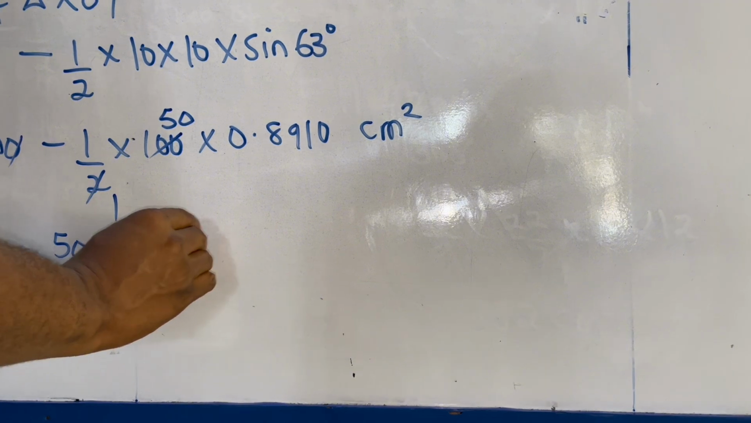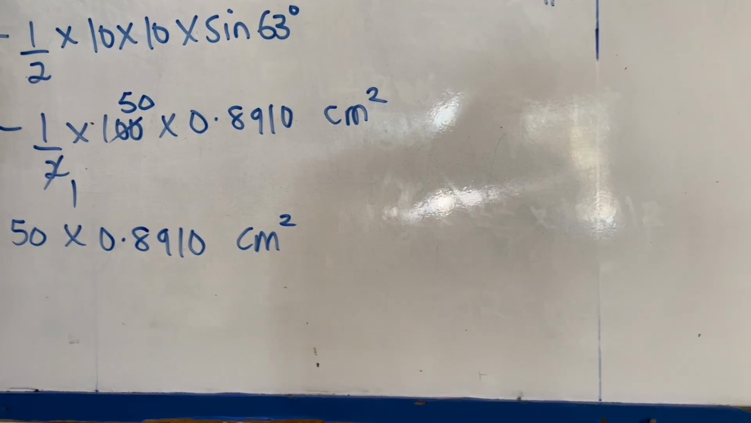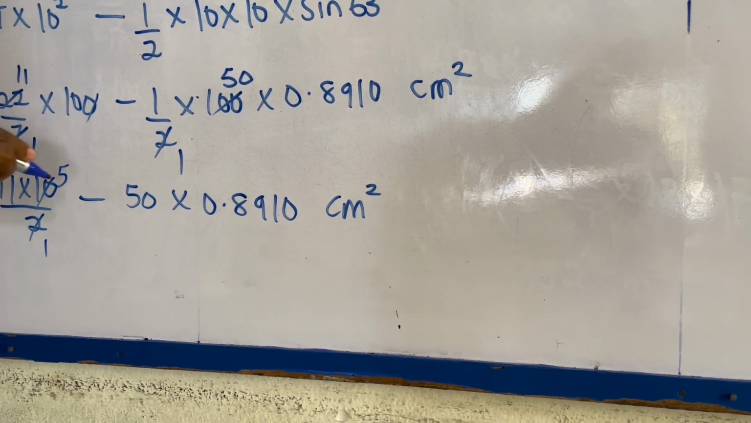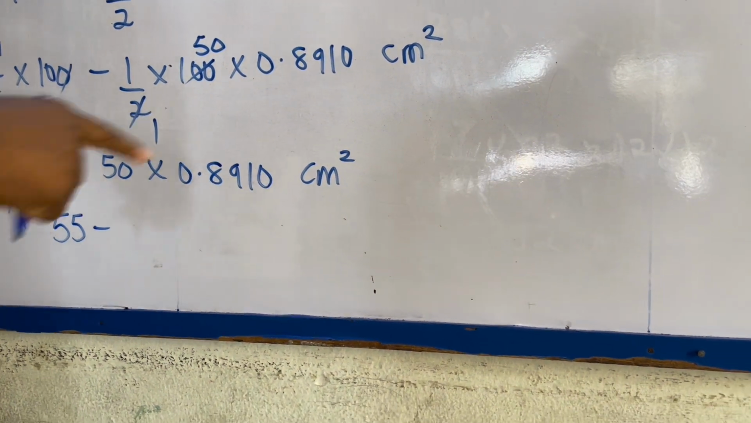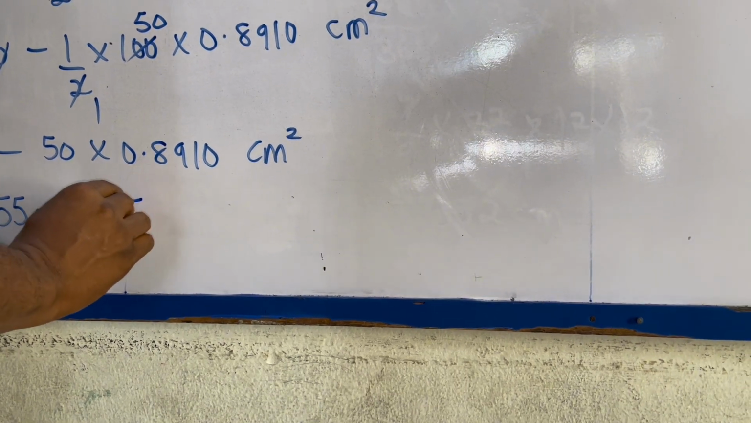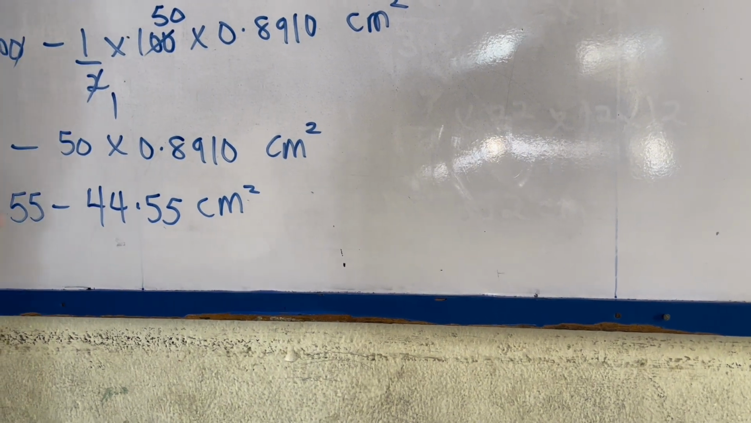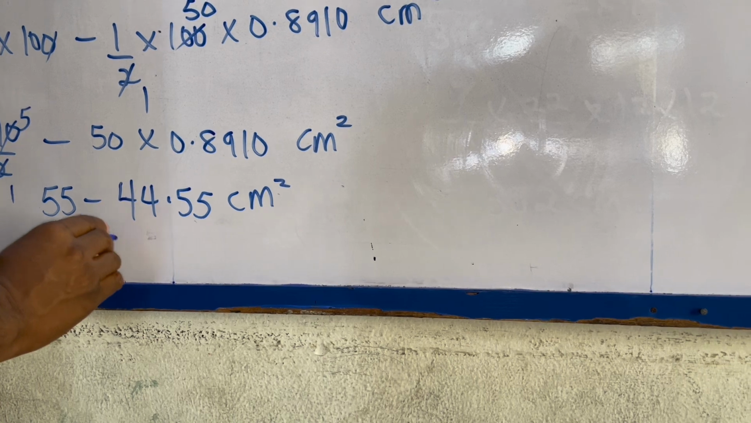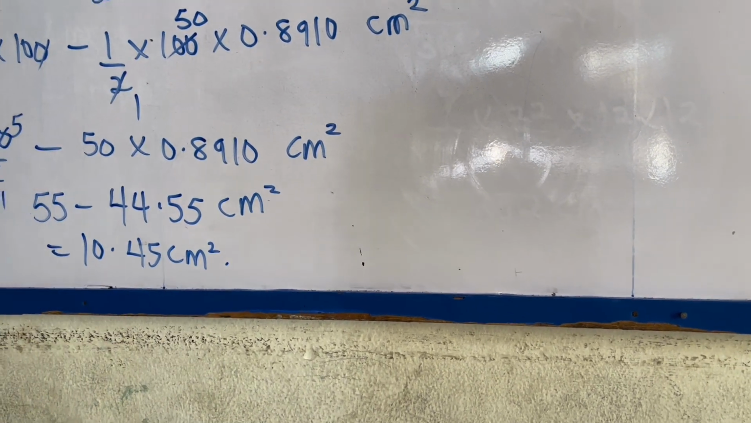times 0.8910 centimeters squared. So if you break this down, this will give us, goes here 1, goes here 5. So 11 times 5 will give us 55 minus 50 times 0.8910 will give me 44.55 centimeters squared. So now if you subtract 44.55 from 55, this will give me 10.45 centimeters squared.